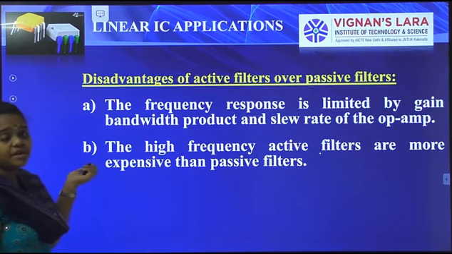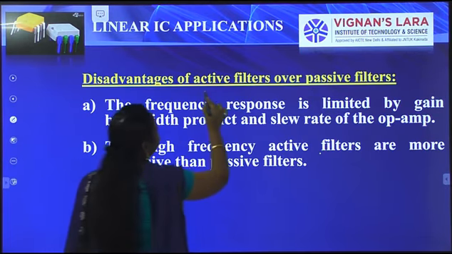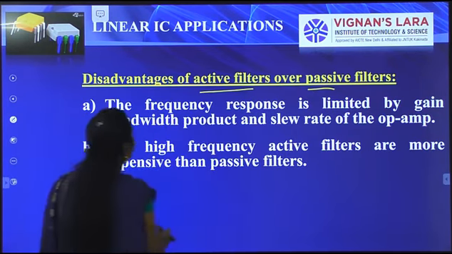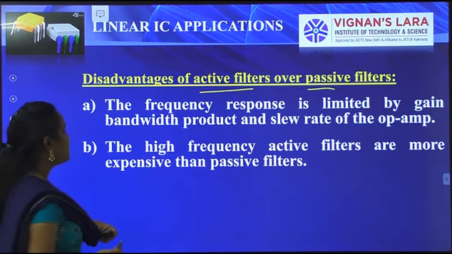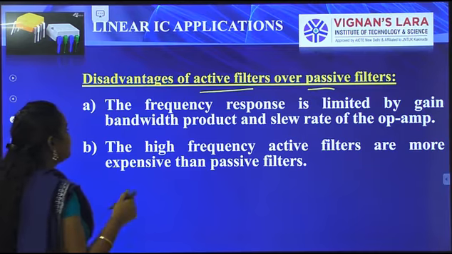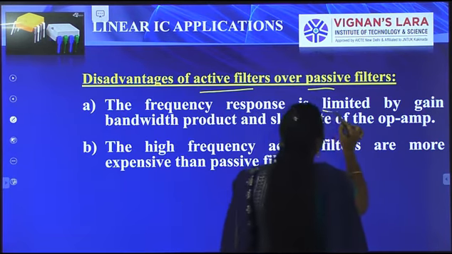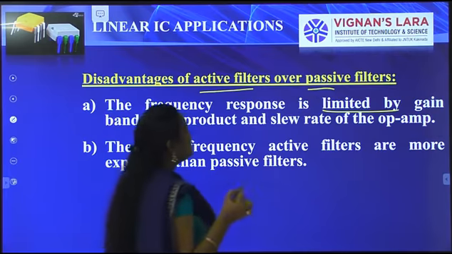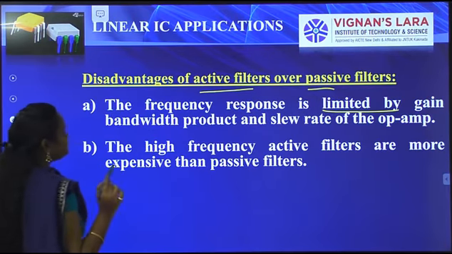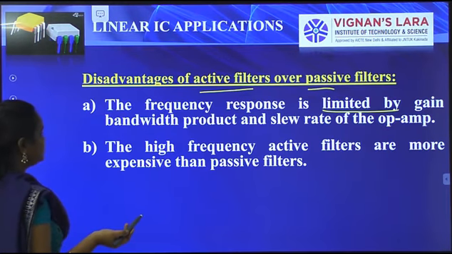Those are the advantages of using the active filters. The disadvantages of active filters over the passive filters are that the frequency response is limited by the gain bandwidth product and the slew rate of the op-amp. So here the frequency response is limited, that means the frequency is limited by gain. That means the frequency range is less when we are using the active filters than with passive filters.